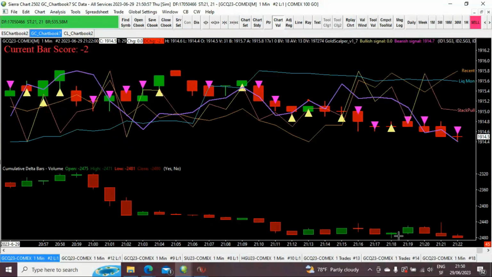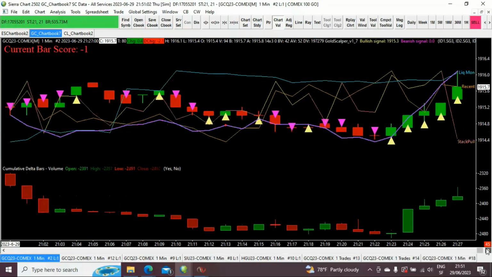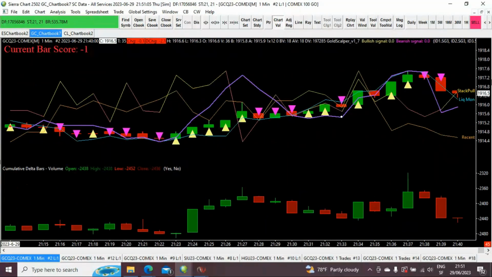One other thing that I'm planning to add in here is the reason for these lines you see at the top, with things like liquidity monitor, stacking and pulling, and recent trade volume. These are coming directly from the depth of the market. And obviously, if you have a significant increase in the liquidity on the bid, then there's a good chance that price will go up.